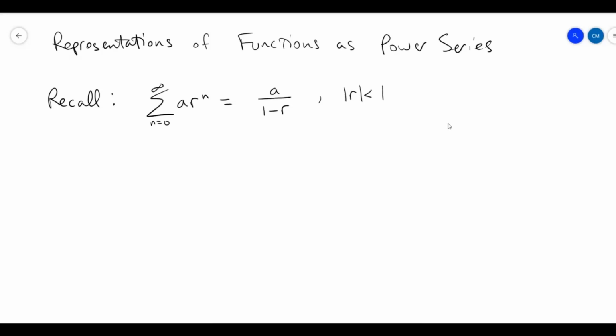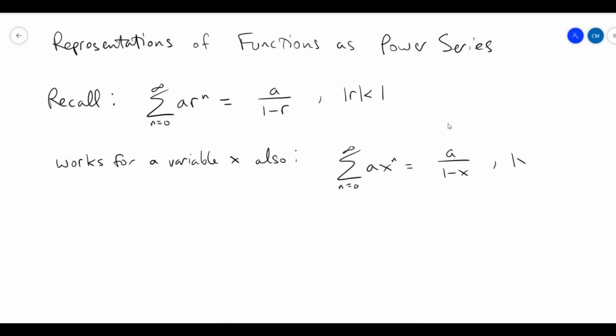All right, so how are we going to use that to figure out how to change certain functions into power series? Well, what we do is this is still valid for a variable as well. This also works for a variable. So in other words, we could say the geometric series with r as a variable, an x instead of an r, we can just use this exact same formula. It's still valid, provided, of course, that the absolute value of x is less than 1.